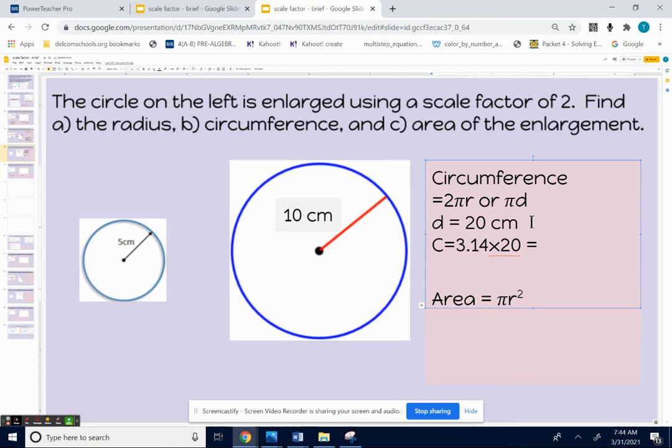I'm using a calculator. I get 62.8 centimeters. 62.8 centimeters is the circumference.